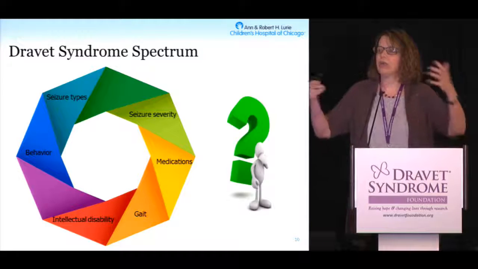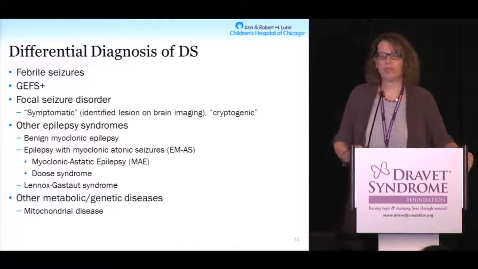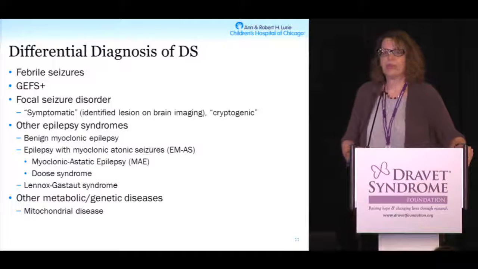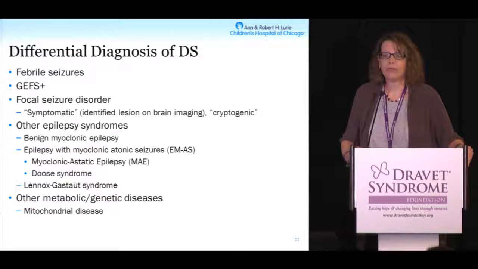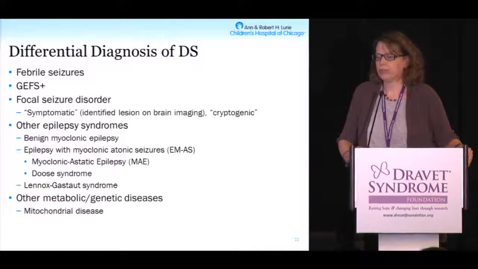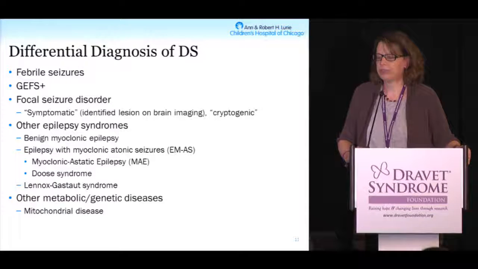But having that as an overview of what is the definition of Dravet syndrome, we're going to touch upon a few things in the differential diagnosis of Dravet syndrome. So these might have been some epilepsy syndromes that you all have heard of, possibly ones that your child had been diagnosed with at one point in time. Looking at febrile seizures, genetic epilepsy with febrile seizures plus, focal seizure disorders, other epilepsy syndromes, such as benign myoclonic epilepsy, epilepsy with myoclonic atonic seizures, Lennox-Gastaut syndrome.